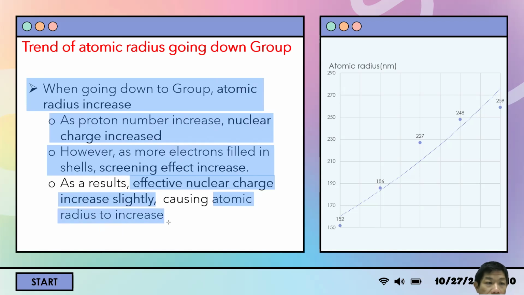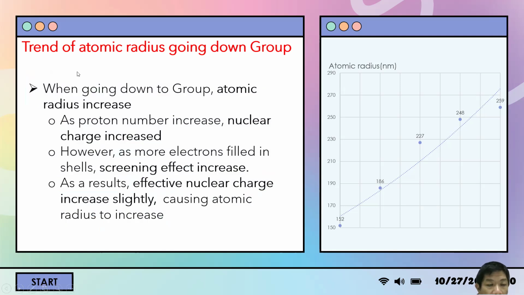So this is how we describe the trend of the atomic radius when going down the groups. With that, that is the trend of the atomic radius going across a period and going down the groups.